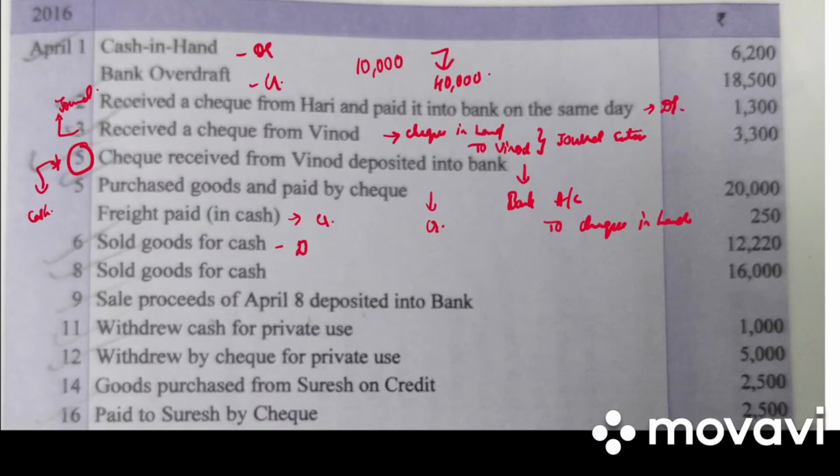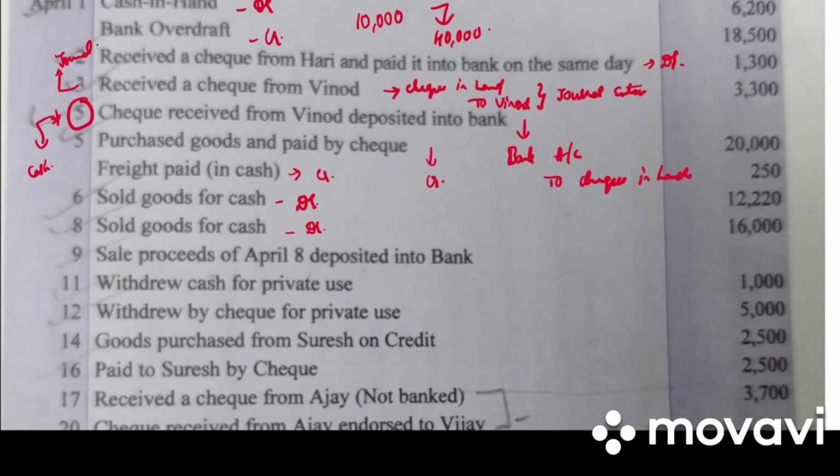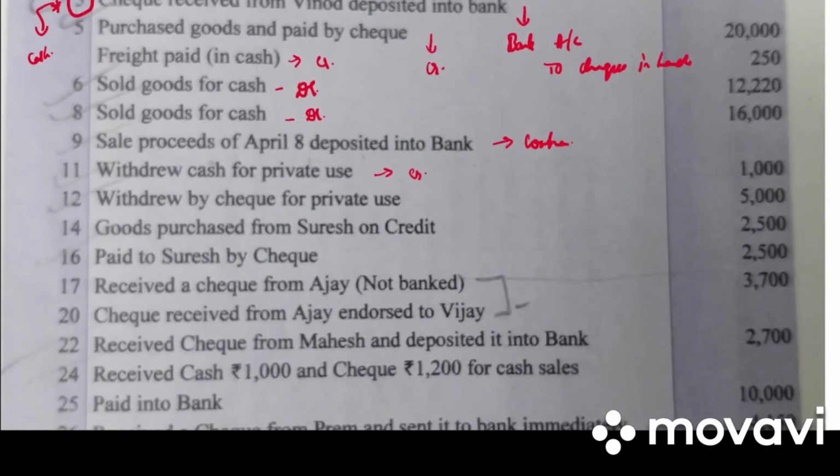Then we have sold goods for cash, debit side cash column. Next, 8th April sold goods for cash, debit side cash column. Next we have sale proceeds of April 8 deposited into bank. So on 9th April they have said that sale proceeds of April 8 deposited into bank. So this will be a contra entry, that is bank account to cash account. Then we have withdrew cash for private use. It is on the credit side cash column. Then we have withdrew check for private use, credit side, bank column.